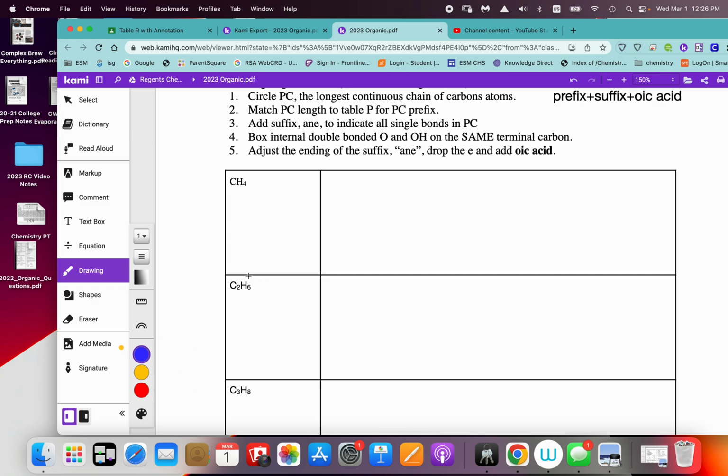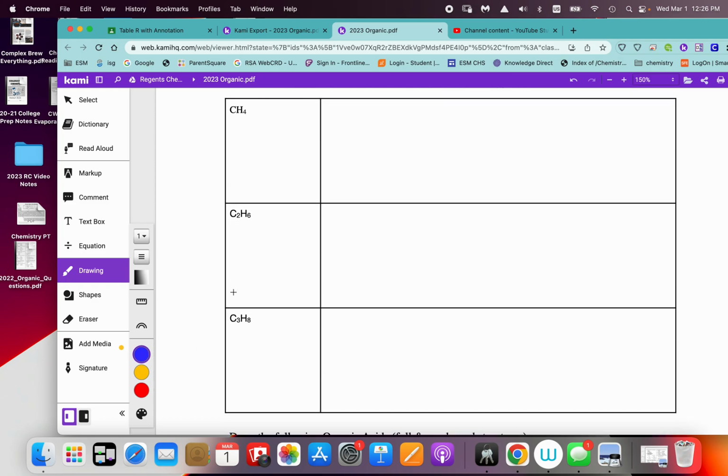So here we go, our first example. We're going to start off with a 2-carbon parent chain, and bond fulfillment comes from the 6 hydrogens. We have drawn this quite a bit. So 2-carbon parent chain, prefix is eth. Those carbons are attached to each other with a single bond, so this would be the hydrocarbon ethane.